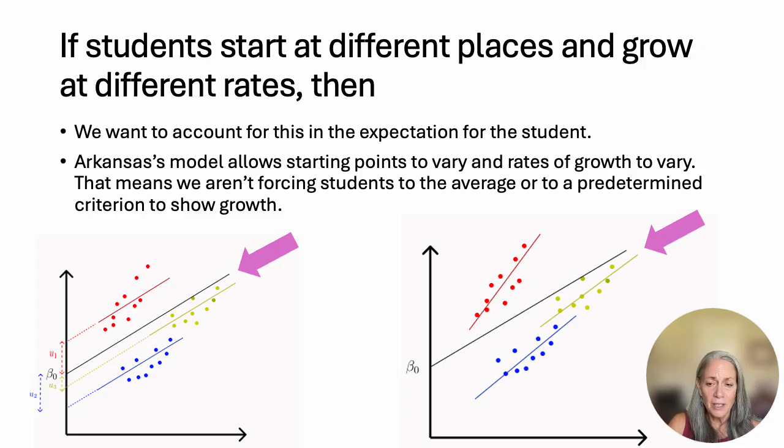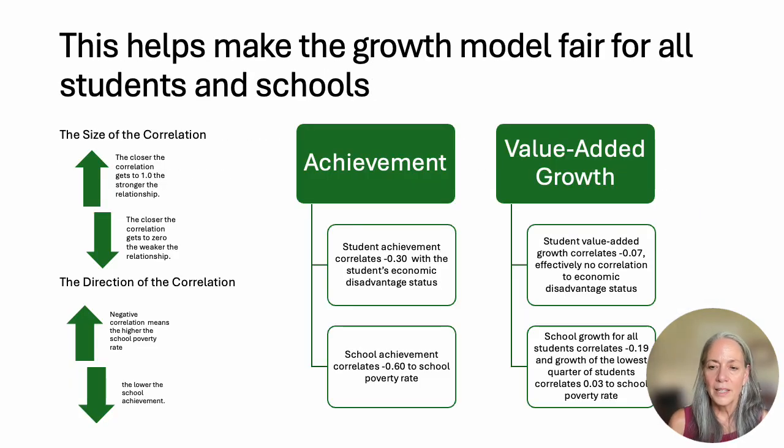Now that's different from the idea of achievement, which in our Atlas test is about a predetermined set of criteria related to grade level proficiency. Accounting for differences in student score histories is what makes our growth model fair. This is important because we know about the relationship between achievement and students' economic disadvantage status.